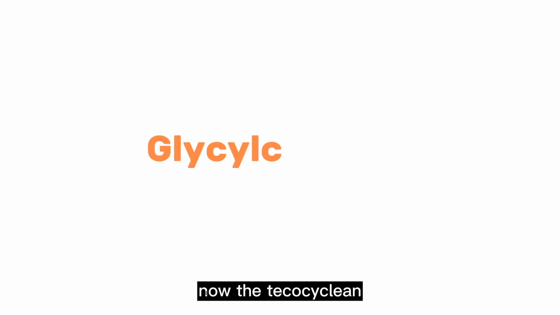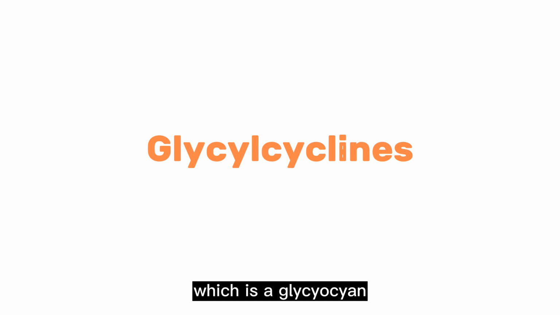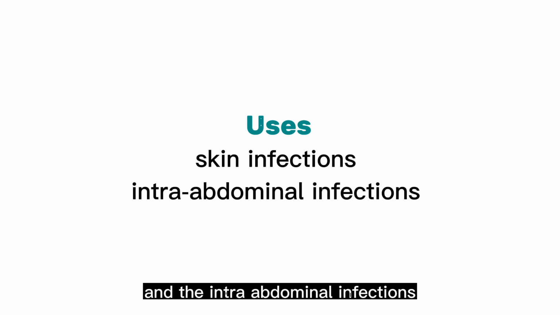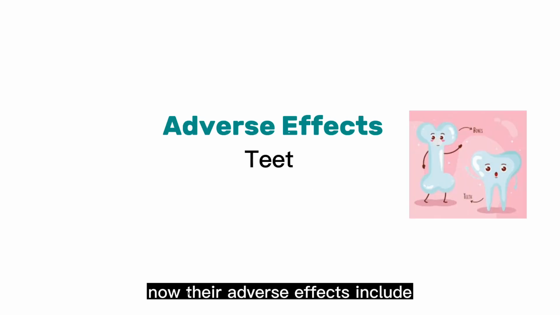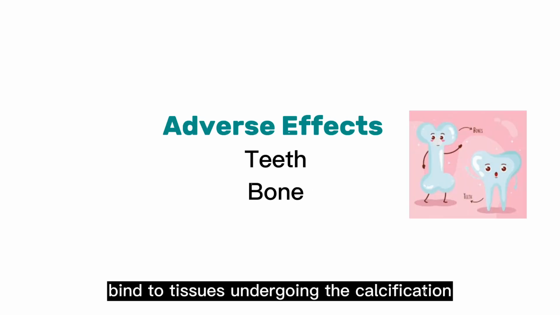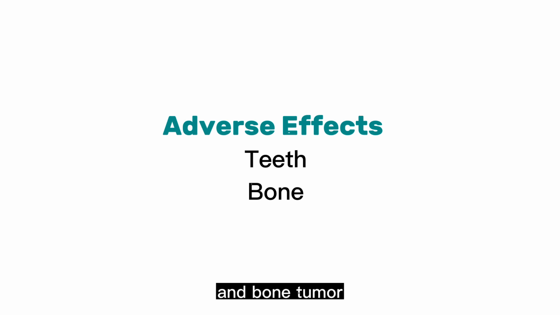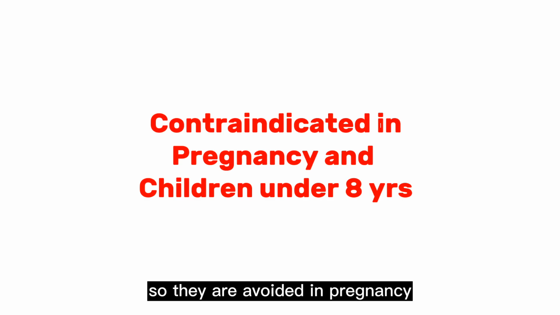Now the tigecycline, which is a glycylcycline, is used for the skin infections which are caused by various gram-positive cocci and the intra-abdominal infections which are caused by various facultative and anaerobic bacteria. Now their adverse effects include that they bind to tissues undergoing the calcification, for example the fetal teeth and bone tumor, so they are avoided in pregnancy and children under 8 years.